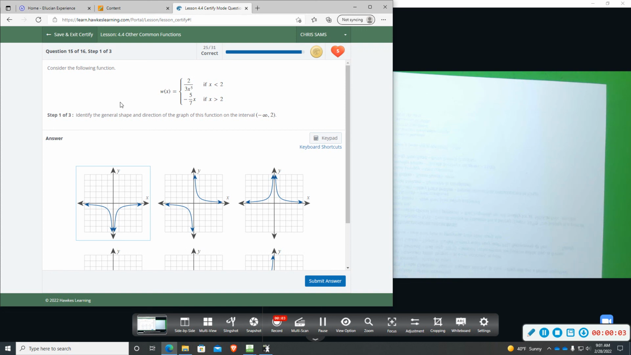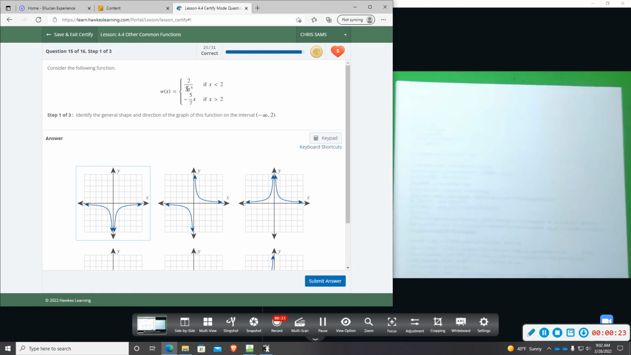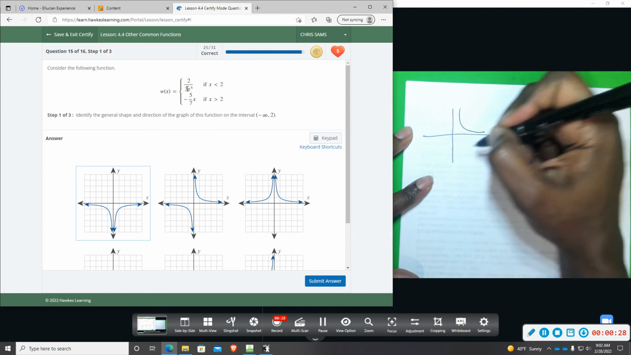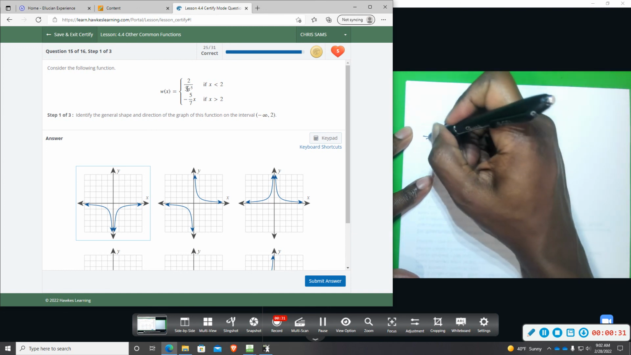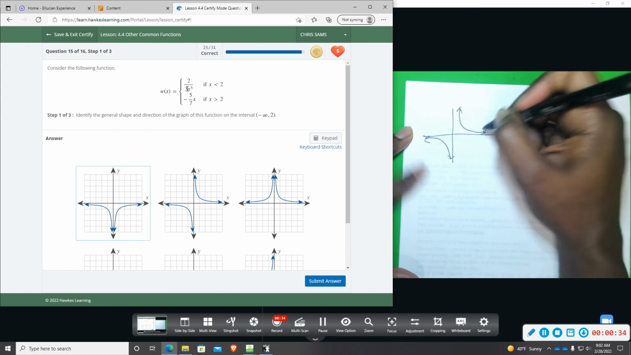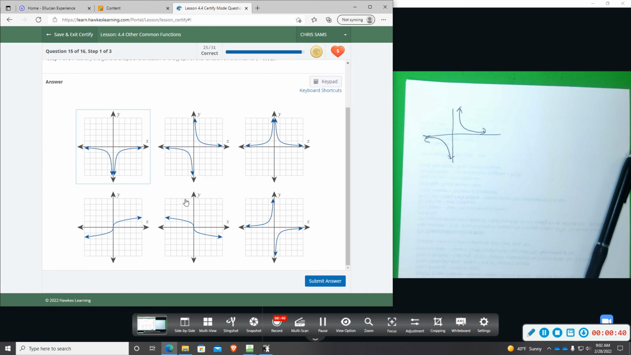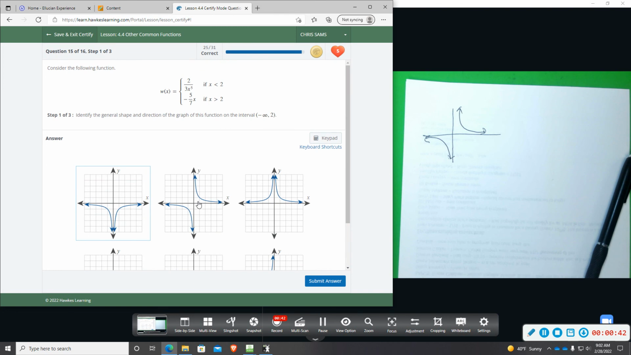All right, number 15. Again, we want to identify the shape of the graph on the interval negative infinity to 2. So negative infinity to 2 would be this top one, so it's less than 2. It is an x to the 5th, but it's 1 over x. So recall the polynomial 1 over x. That was odd. We had a graph in the upper right-hand quadrant and the bottom left-hand quadrant. So I'm looking for a shape similar to that. Because it's positive, it'll be in those same quadrants. So answer choice B.